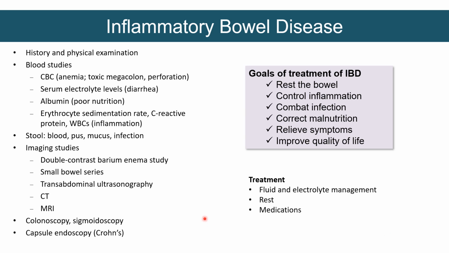So diagnostic-wise, we're going to get a history and physical. We're going to do lots of labs. So a CBC to check for anemia, perforation, electrolytes, albumin related to nutrition, erythrocyte sedimentation rate, which is ESR, and C-reactive protein, CRP, and WBC to look for inflammation. We're going to check the stool. We can do all of these studies here, colonoscopy.